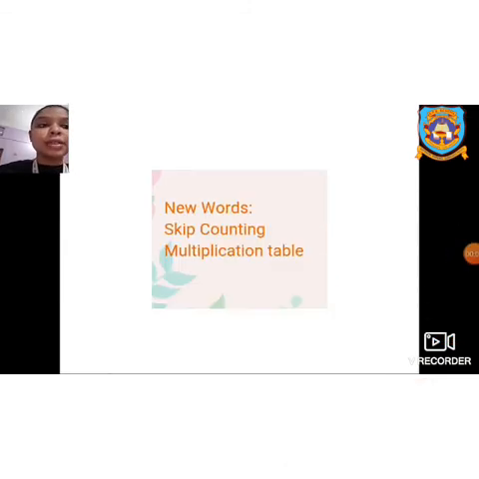The new words that you have learned, which are very useful in this chapter, are skip counting and multiplication table. Skip counting means counting after every alternate, or twice, or thrice, or 4 times, whatever value is given here, that is known as skip counting. And multiplication tables are the products of the numbers. So when you multiply two numbers, you get a number that is known as product.